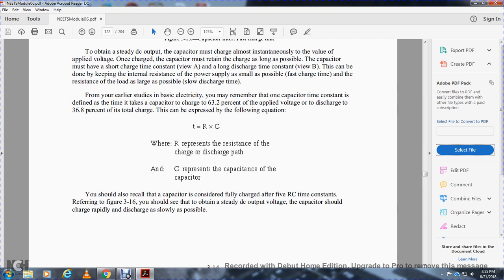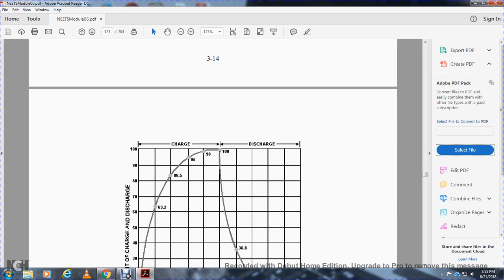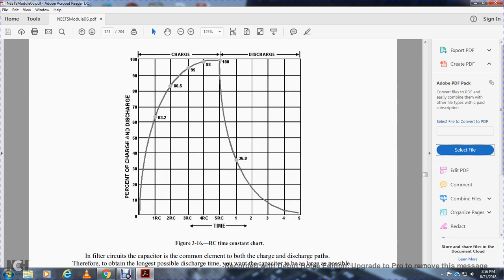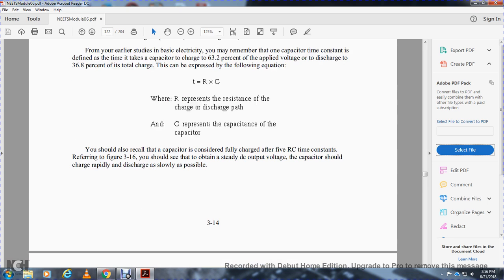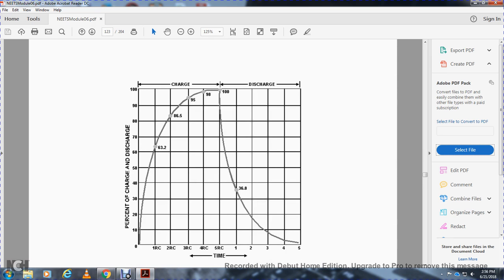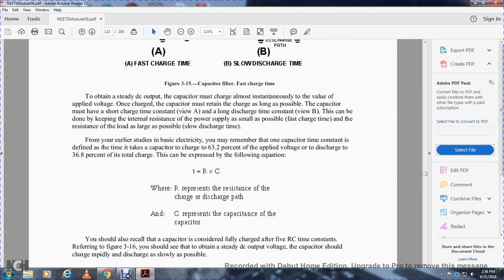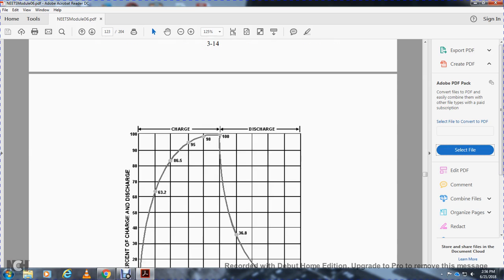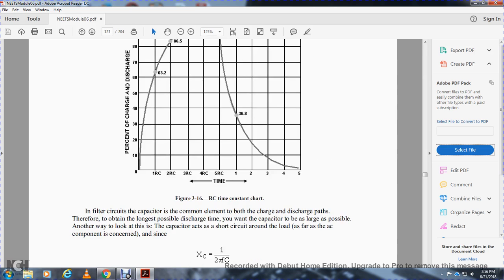Refer to figure 316. You should see that to obtain a steady DC output voltage, the capacitor should charge rapidly and discharge as slowly as possible. Alright, this shows the resistor-capacitor time constant chart for intervals of 5. The 36.8 is your discharge, and then 63.2 would be your applied voltage, and then it goes up to 100% charge.